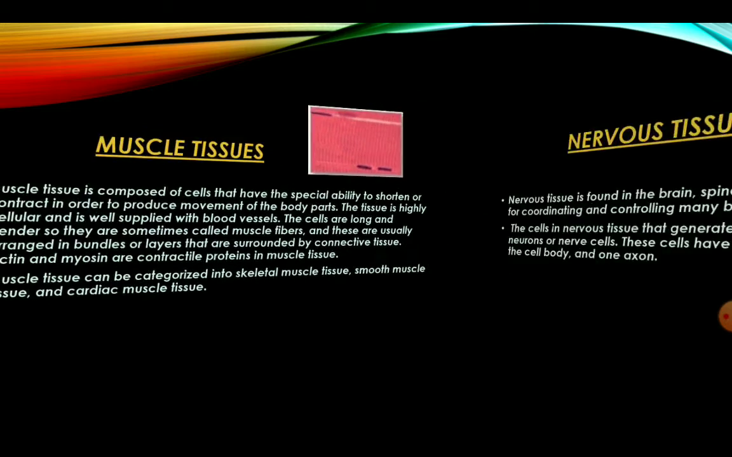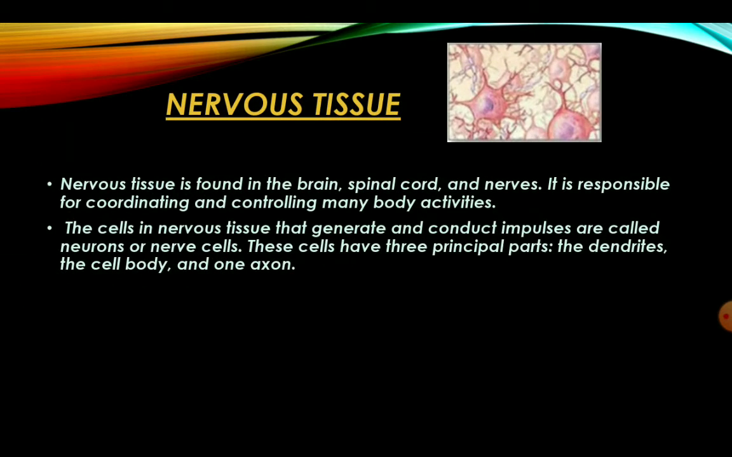Now it's the turn for nervous tissues. Nervous tissue is found in the brain, spinal cord, and nerves. It is responsible for coordinating and controlling many body activities. The cells in nervous tissue that generate and conduct impulses are called neurons or nerve cells. These cells have 3 principal parts: the dendrites, the cell body, and the axon.